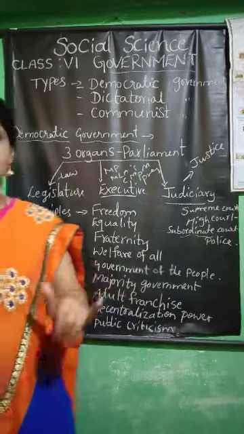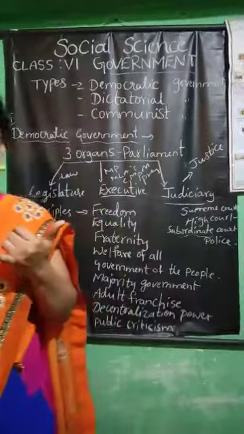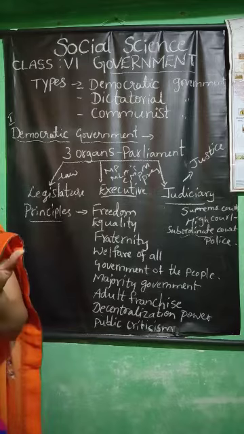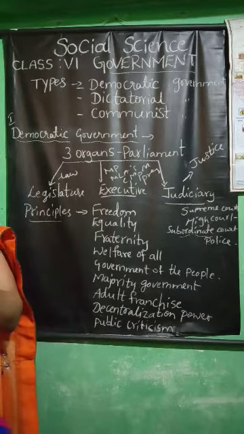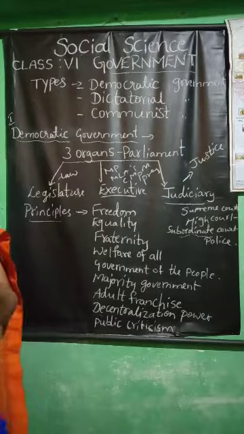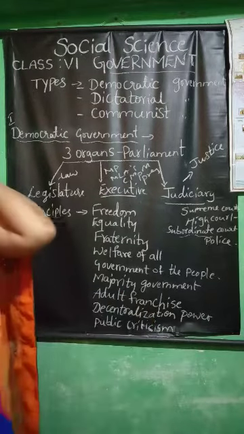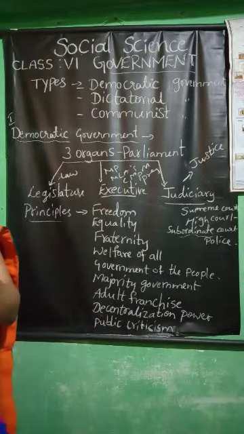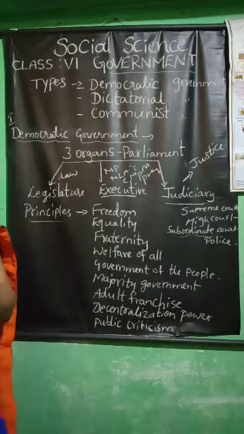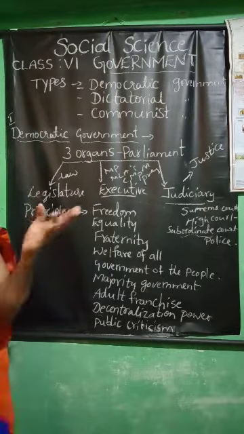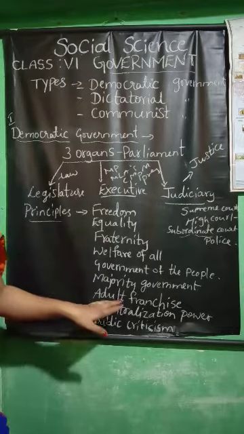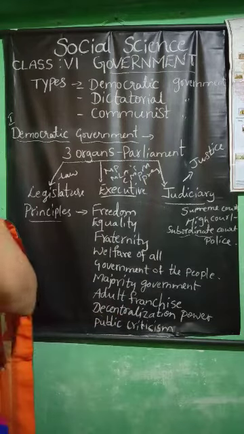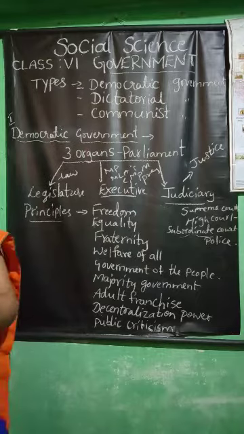Then adult franchise. For example, people who are 18 years old have the right to vote. So they will give the vote. In the election, we have to put the vote for the right person, isn't it, children? We are choosing the people, isn't it? Our election system gives us an identity card, the voter ID card. We have to show that voter ID card, then we will put the vote. Okay, children. So that is called adult franchise. It means after completing 18 years, a person gets the voting power, that is how it is considered in our country.